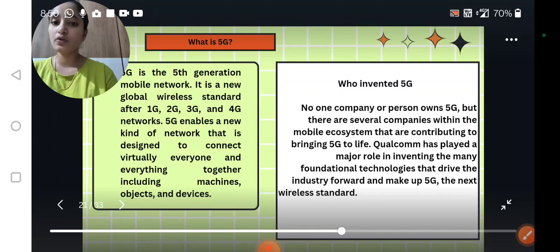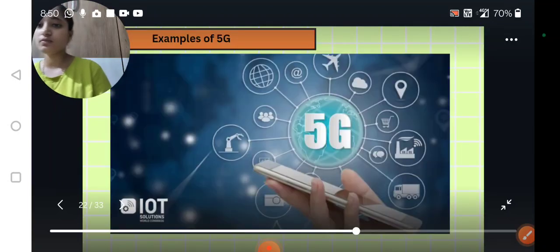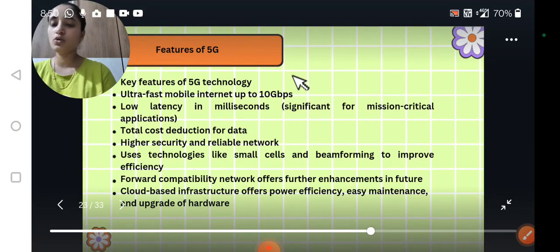No one company or person owns 5G, but there are several companies within the mobile ecosystem that are contributing to bringing 5G to life. Qualcomm has played a major role in inventing many foundational technologies that drive the industry forward and make up 5G, the next wireless standard. Examples of the 5G. Next, we move on to the key features of the 5G.